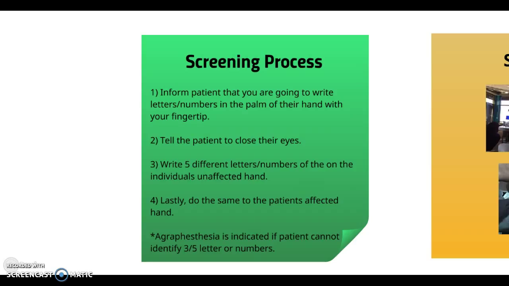As a therapist, you will then write 5 different letters and numbers on the individual's unaffected hand. After the unaffected hand has been tested, you will then want to complete the same process with the affected hand. As a note, letters and numbers should not be mixed. For example, writing 2 numbers and 3 letters is not good. Be sure to choose one or the other for all 5. Agraphesthesia is present if the patient cannot identify 3 out of 5 of the letters or numbers.